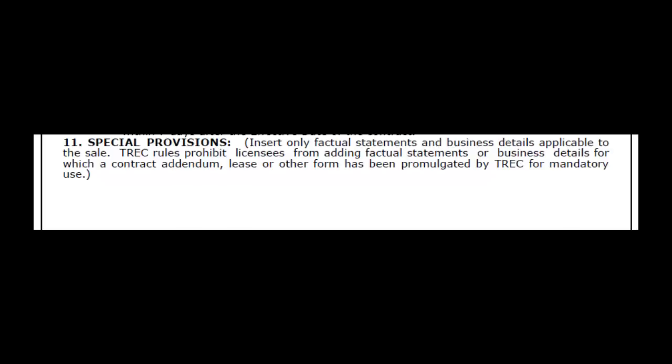Also, if you want to say something here that there's already been a TREC promulgated addendum for, then that's absolutely prohibited. You cannot do that. So just a couple of bad ideas of things to write. Bad ideas would be "personal property is conveying." That's not a good idea. For one reason, there is a personal property addendum. Secondly, it's not just factual statements.